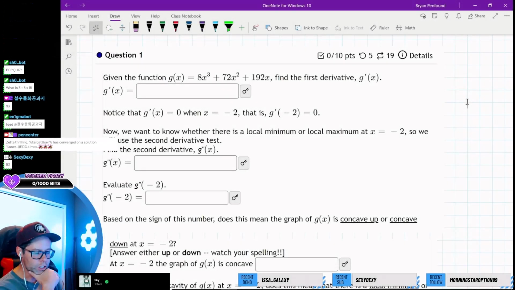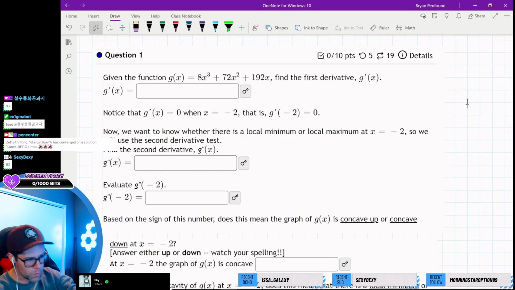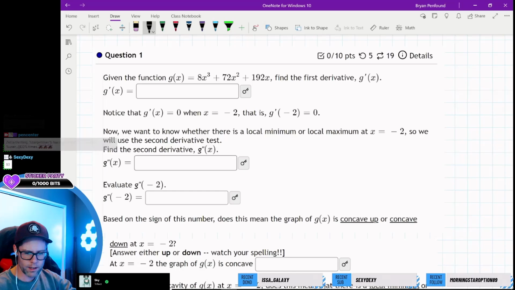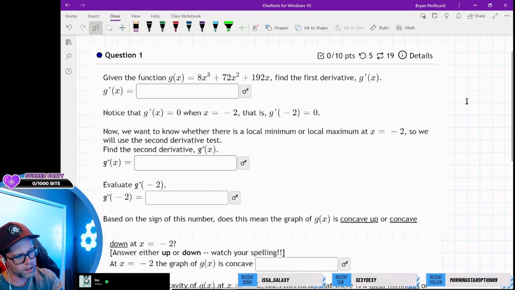Okay, so we can have a function: 8x cubed plus 72x squared plus 192x. We want to find the first derivative. This one we can do just using the power rule, right? That should be straightforward. 8 times 3 is 24.